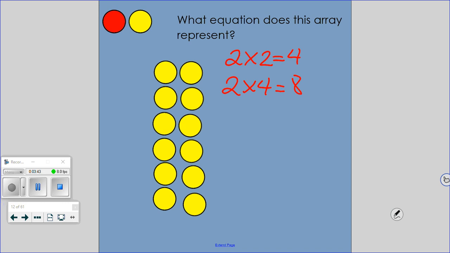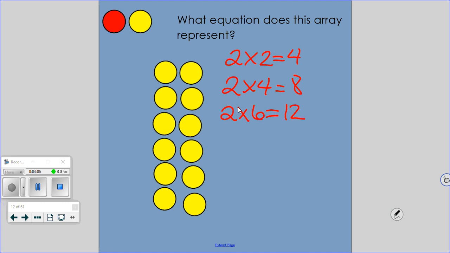I'm just going to put it in the other order for right now. 2 times 6, which equals? 2 times 6 equals? How many total counters you got there? 12. There we go.